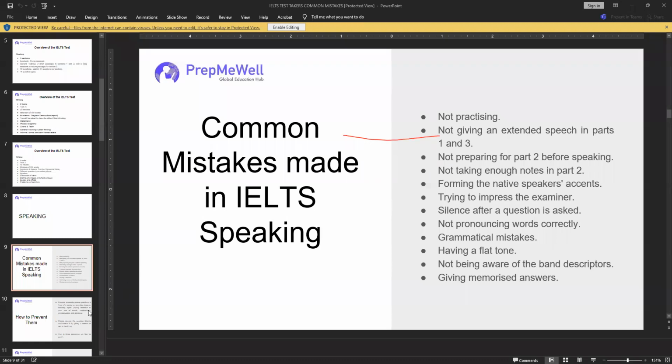Don't give any memorized answers, right? Just be yourself. I say this: if you go for an interview, how would you communicate to show that you're good for the job? It's not like you already have access to the questions the interviewer is going to ask you. So just see it that way: I'm just going to be myself and speak comfortably.